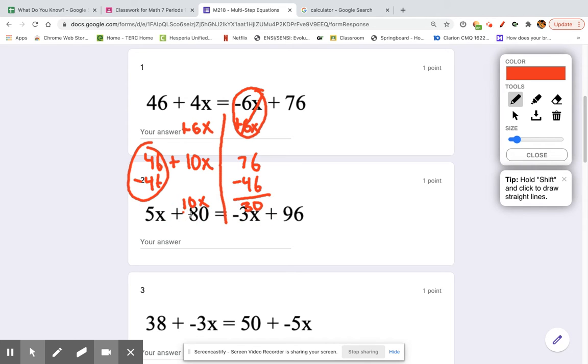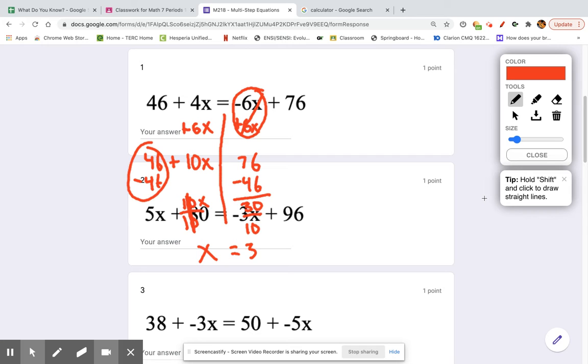All right, so now we need to get rid of this 10. So we're going to undo multiplying by 10, right? Because this 10 is being multiplied by the x. We're going to undo that by dividing both sides by 10. 10 divided by 10 is 1, okay? And 1 times x equals just x. And 30 divided by 10 equals 3. So our answer is x equals 3.